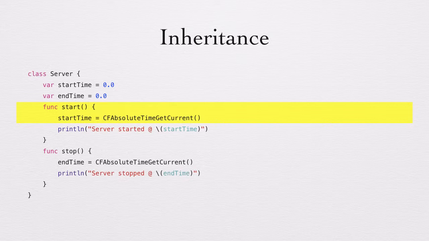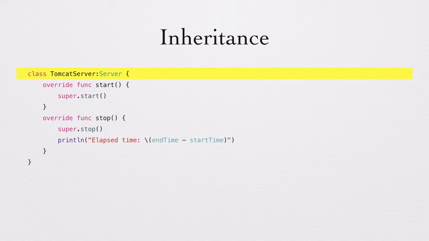In the start function, we get the current system time and copy it to the start time variable. If you know Objective-C, you would know that the CF absolute time getCurrent is an Objective-C method. It just returns the current system time. Incidentally, this also shows that you can mix the Objective-C code with Swift code. I will discuss the integration of Objective-C code in Swift in advanced course. Likewise, the stop method records the current time in the end time variable.